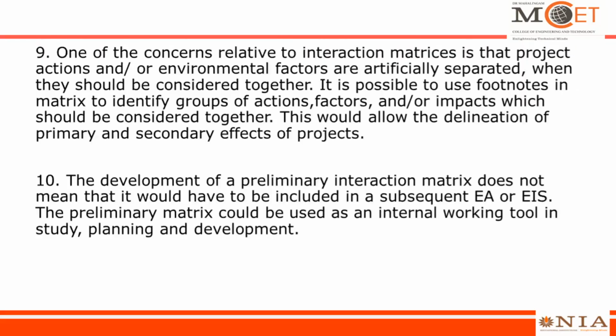One of the concerns related to the interaction matrices is that project actions and environmental factors are artificially separated when they should be considered together. So it is possible to use footnotes in the matrix to identify groups of actions, factors, and impacts which should be considered together. This would allow the delineation of primary and secondary effects of projects. So what they are saying here is that you should not see everything separately. You should see the impact of the different phases of the project on the environment.